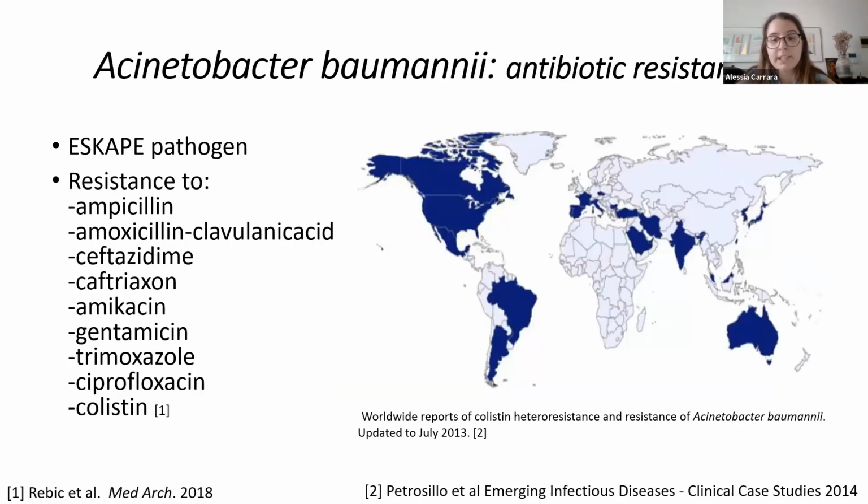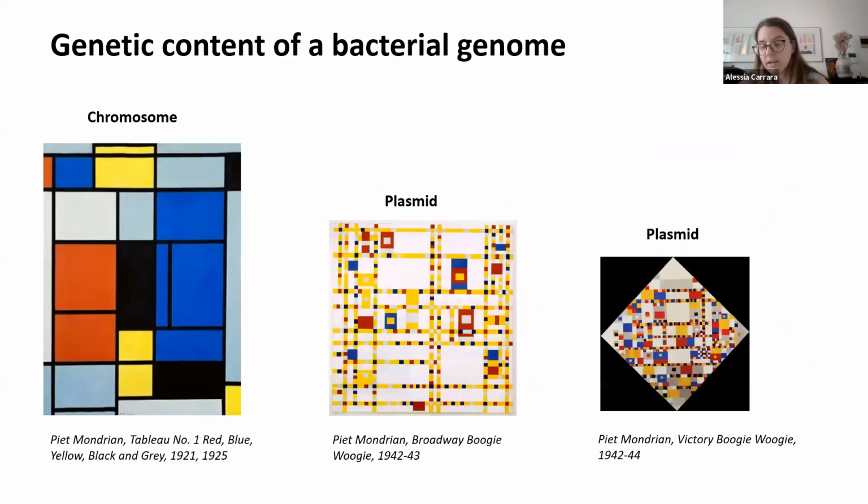It has been classified also as an ESKAPE pathogen due to its resistance to antibiotic treatments. And as we can see here in the map, we have several resistant Acinetobacter baumannii isolates, which have been reported worldwide. As background information, moreover, I would like to introduce the importance of the genetic content of an isolate and the problem of retrieving the genetic sequences.